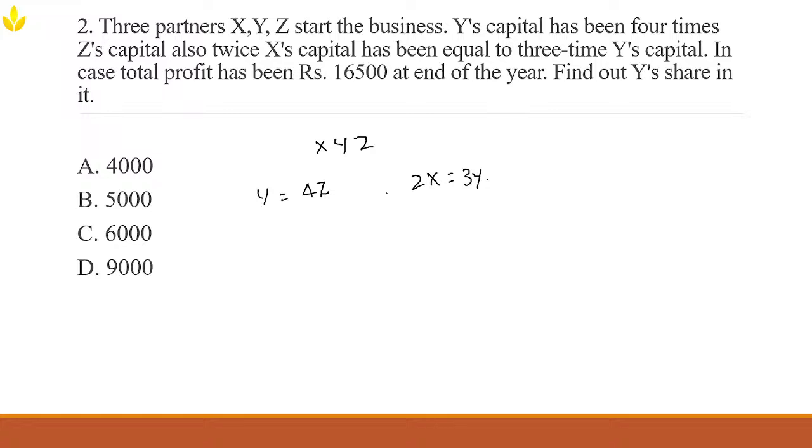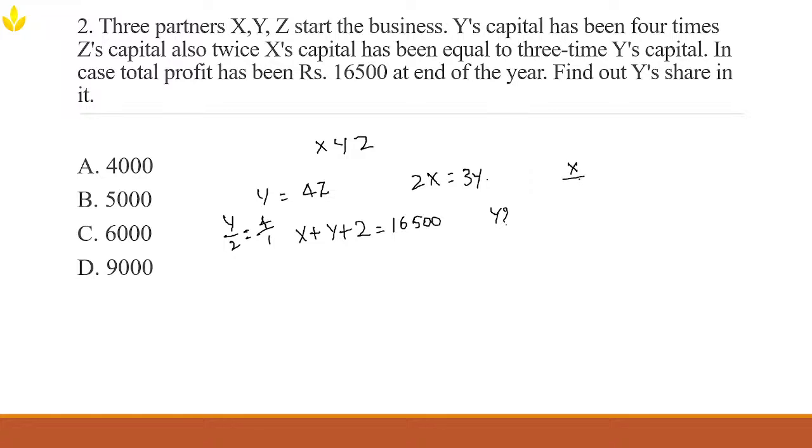So next, the total profit is X plus Y plus Z. If the total profit is 16,500, then we need to find out what Y's share is. Here, the ratio of Y to Z is 4 by 1, that is, 4 is to 1.